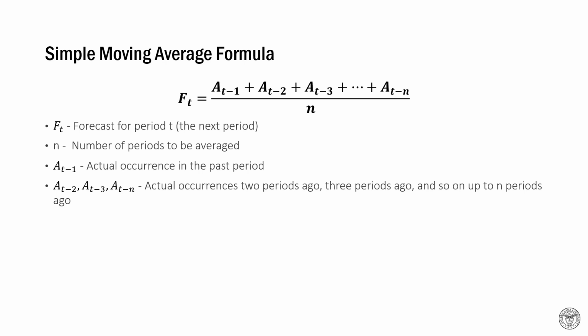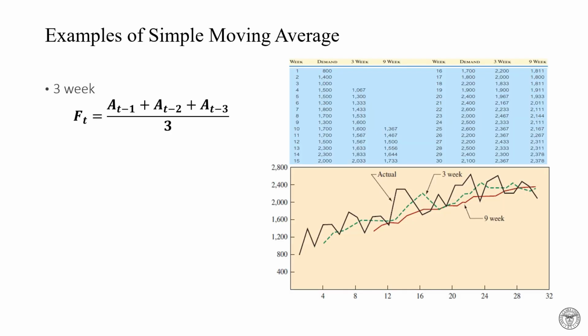By averaging these actual occurrences, the SMA formula helps smooth out data fluctuations and provides a clearer view of the data trend over the specified period. In the context of the simple moving average, SMA, we will consider two examples, a 3 weeks SMA and a 9 weeks SMA.